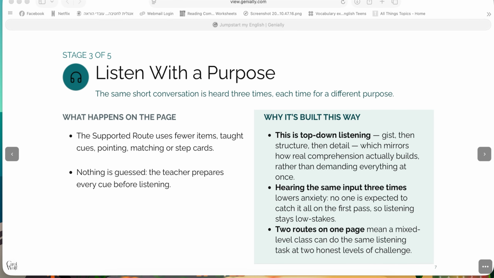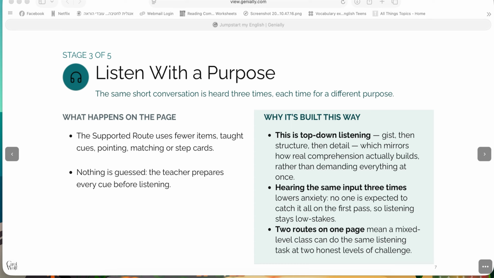The teacher reads the same short conversation 3 times. Students listen for a different purpose each time. First, the main idea, then the order, and finally, specific information. They are not expected to understand everything the first time. Repetition lowers anxiety and gives them another chance to succeed.